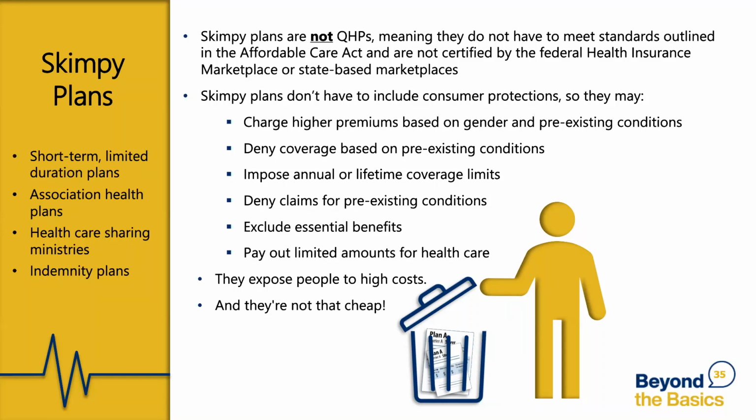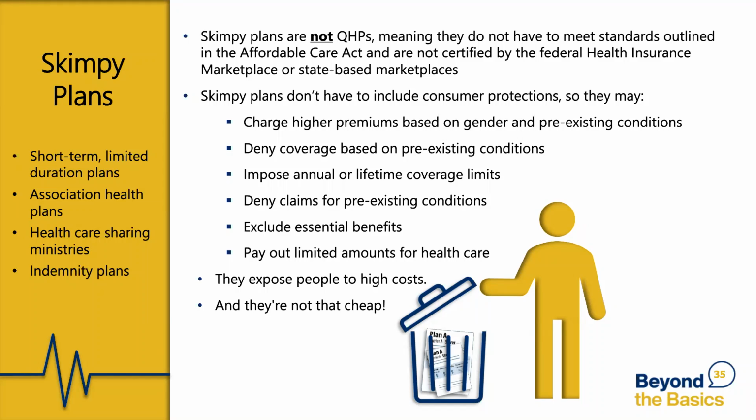In the yellow column on the left, you can see a couple of types of plans that may kind of fit this bill. Short-term limited duration plans are one example. Association health plans can potentially be another example. Healthcare sharing ministries and indemnity plans.